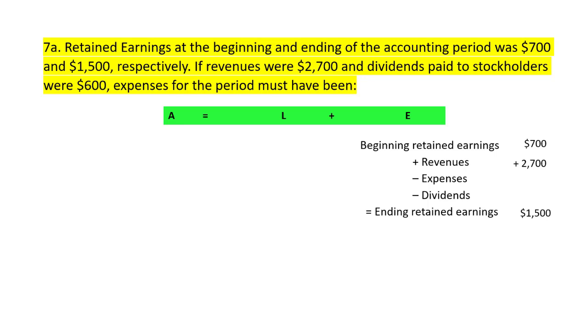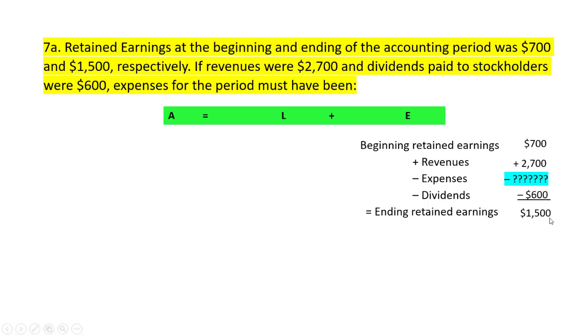First of all, revenues make retained earnings go up during this period $2,700. You also know that expenses, that's the unknown, so we'll put a little question mark there. And dividends made retained earnings go down because you pay out dividends. They made them go down by $600. And when all the smoke cleared, we went from $700 up to $1,500.